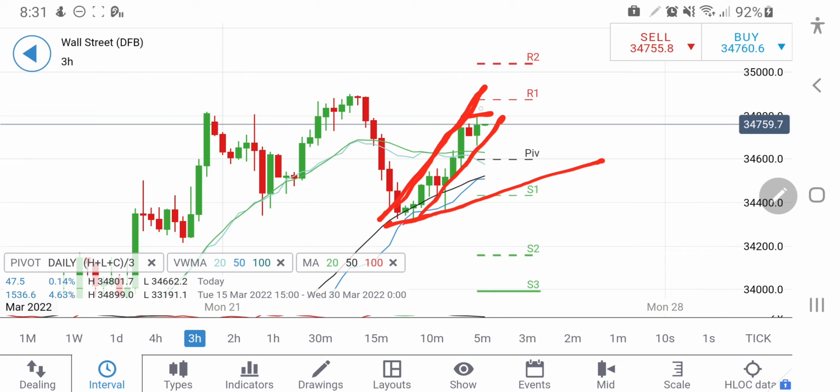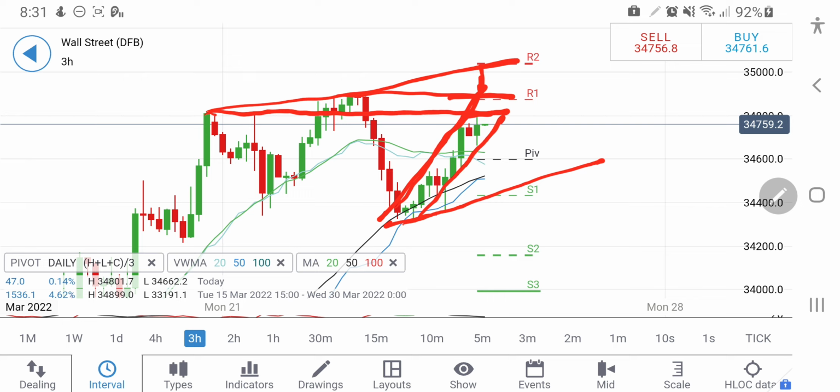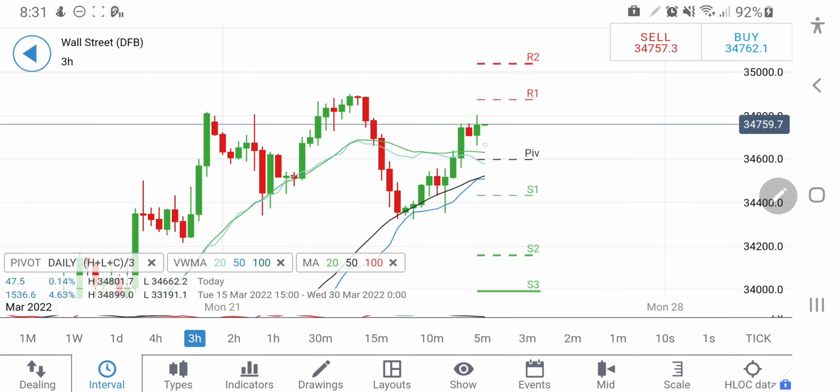And after this it has changed the gears. Now if it breaks 34800, possibly breaking, see, this has always been a stronger resistance. You can take a long entry at 34,820 for the next target at 34,900, and if it breaks this, it may try to break strongly towards 35,000 levels. Similarly, on the downside, if it breaks 34,700 here, yes, 34,600 is going to be stronger support, and then 34,500 below that.